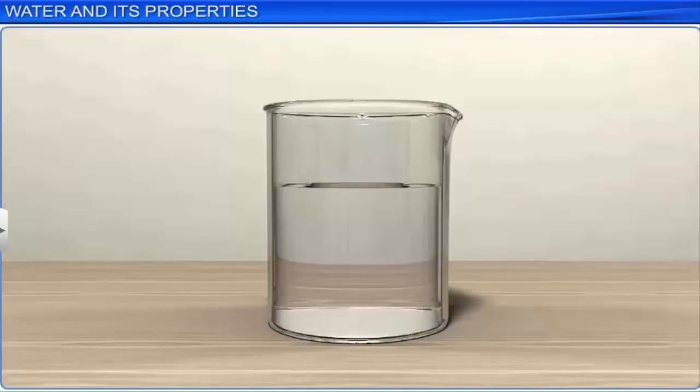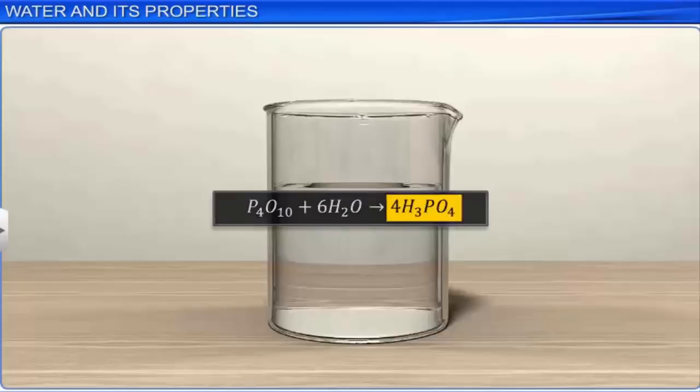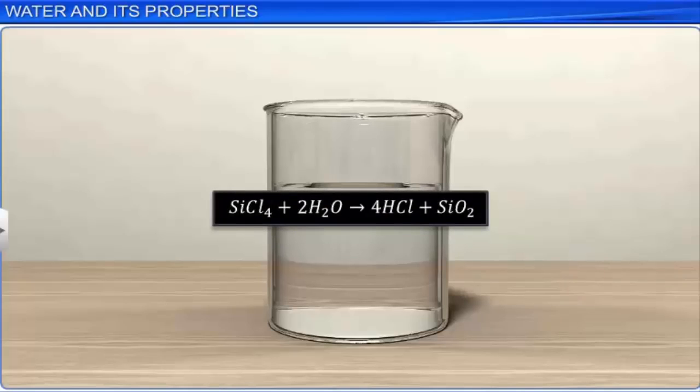Water hydrolyzes the oxides and halides of nonmetals to their respective acids. For example, it hydrolyzes phosphorus pentoxide to give orthophosphoric acid. It also hydrolyzes silicon tetrachloride to hydrochloric acid and silicon dioxide.